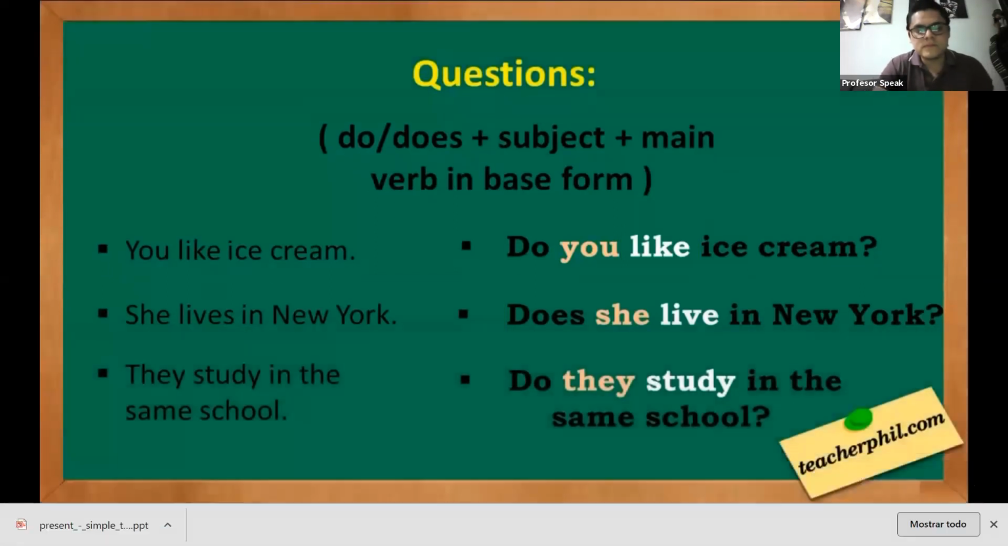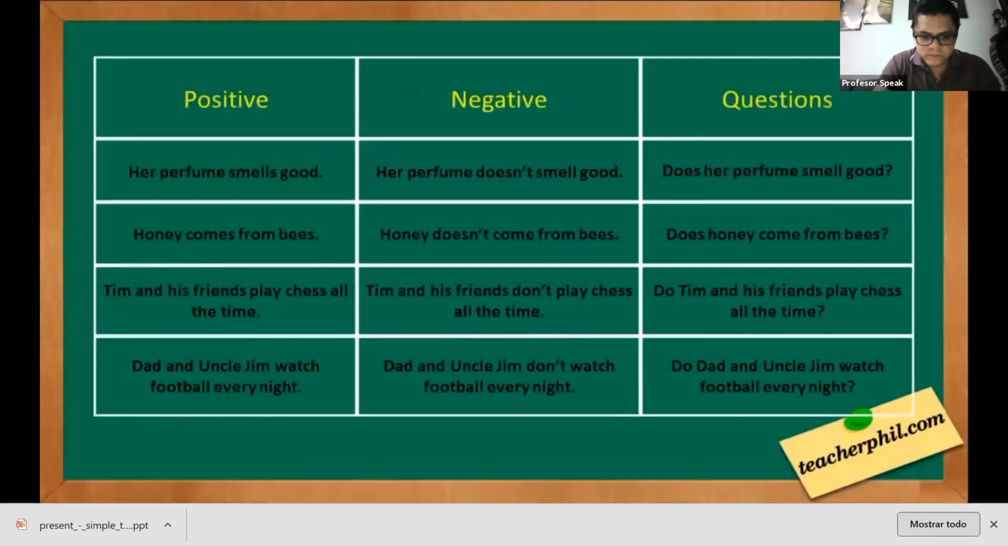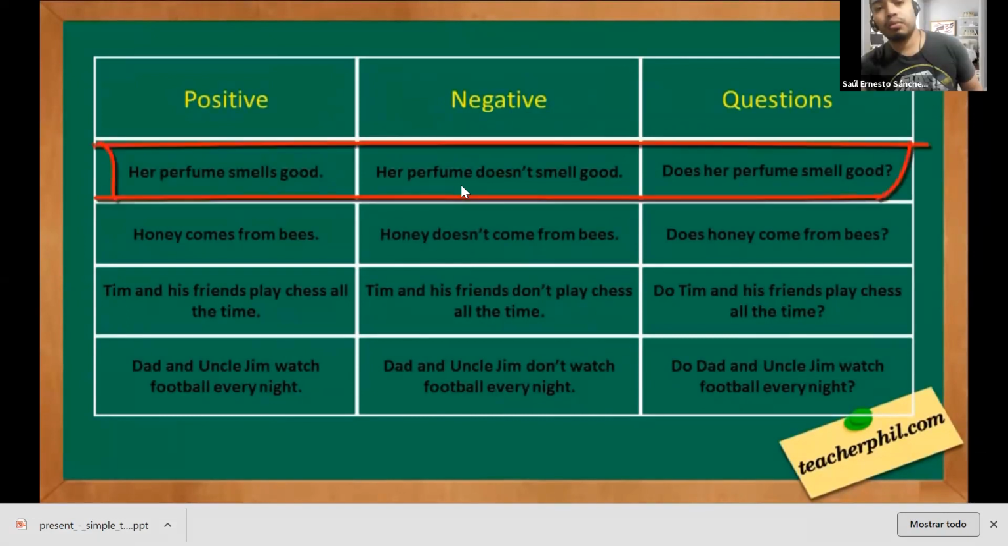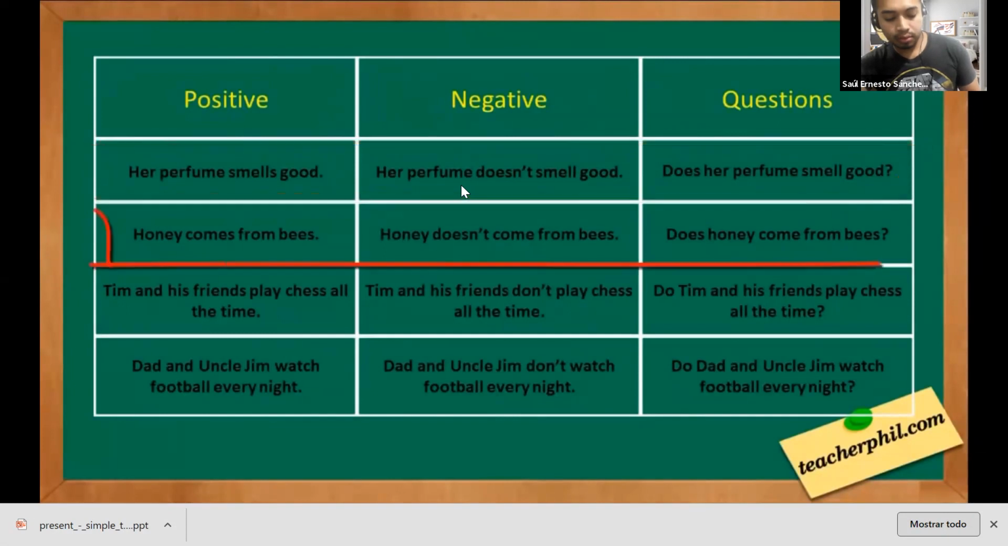Remember that in making questions, do and does should come first. Try to compare the differences between the structures of the simple present sentences. We have here the positive and negative statements and the questions. Examples: her perfume smells good. Her perfume doesn't smell good. Does her perfume smell good? Honey comes from bees. Honey doesn't come from bees. Does honey come from bees?